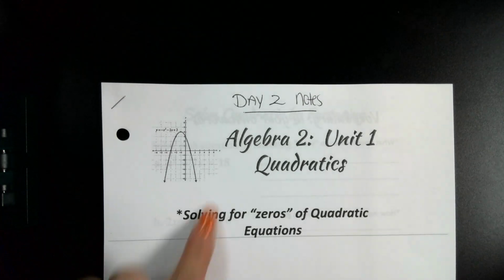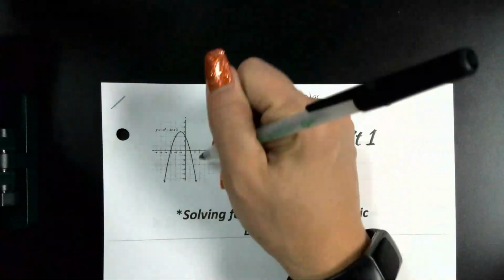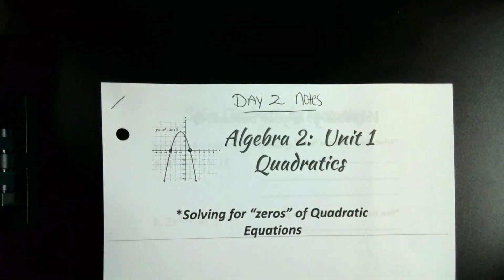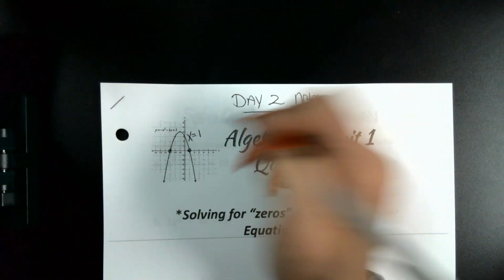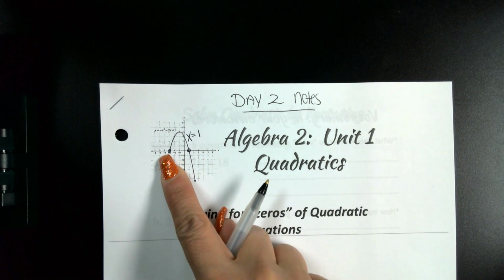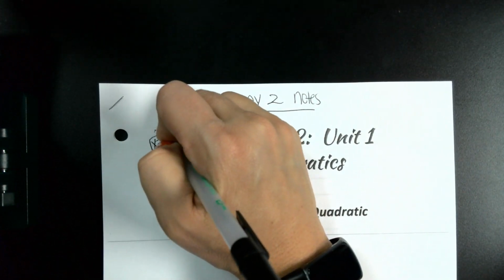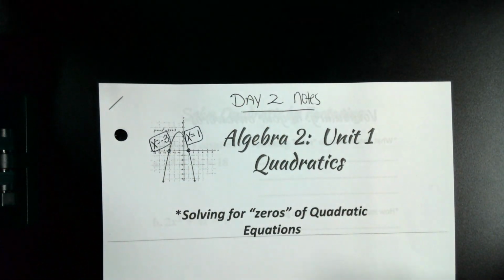So for instance, if you look at this picture up here, notice how my parabola crosses my x-axis in two places. This one right here is x equals 1. That's where it crosses at. This one over here, x equals -3? Those are the two things that we're going to be solving today.